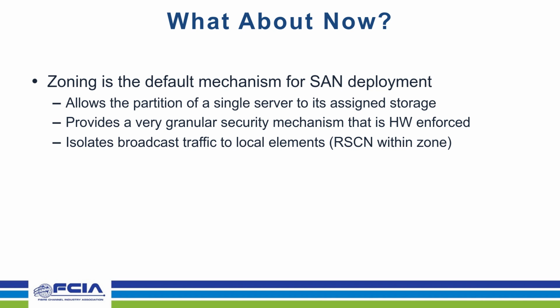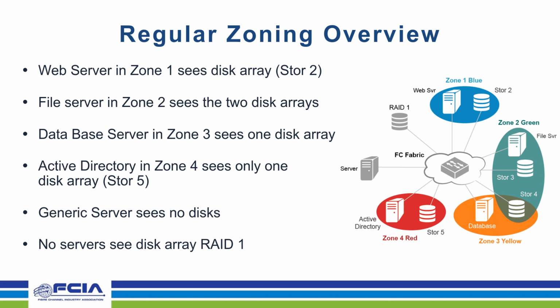It also isolates noise, much like the origin of VLANs was really to isolate broadcast traffic, because anybody who's ever had responsibility for small children knows that being tapped on the shoulder every 3 seconds with "mom" is not something you want, right? So isolation of broadcast traffic, or registered state change notification traffic, which is what RSCN stands for, is isolated within the zone as well. And so it cuts down some of the broadcast traffic that's involved.